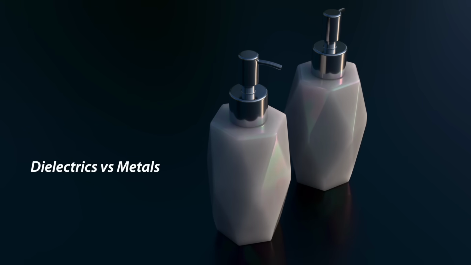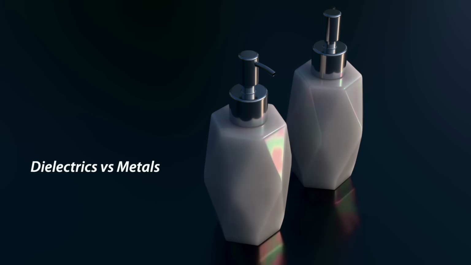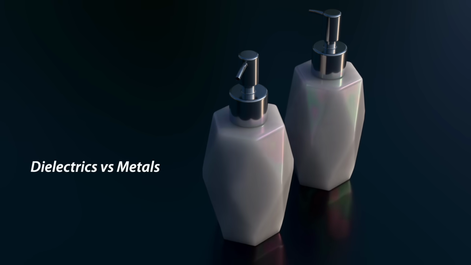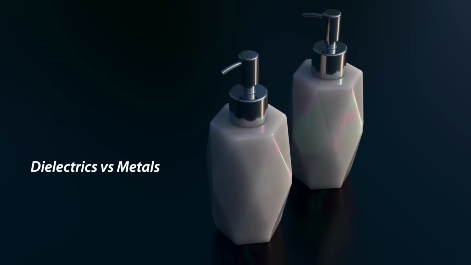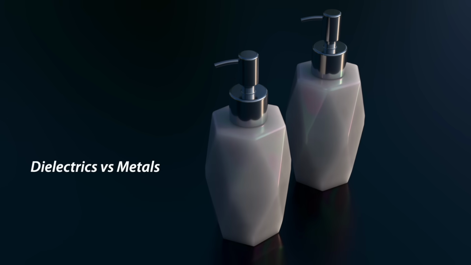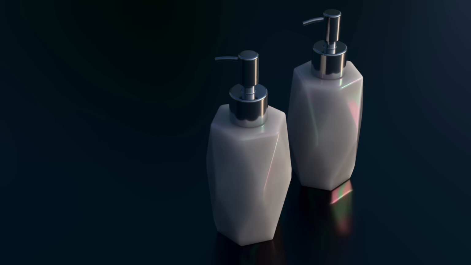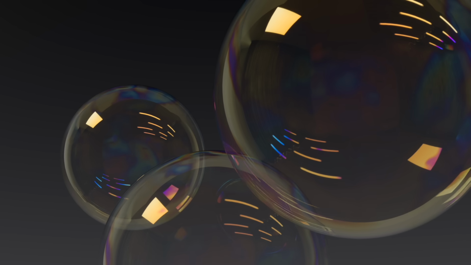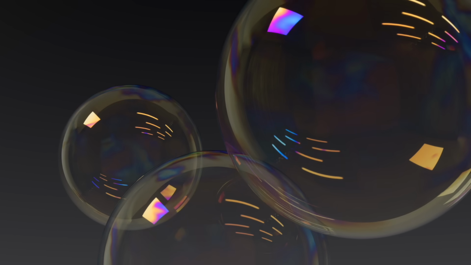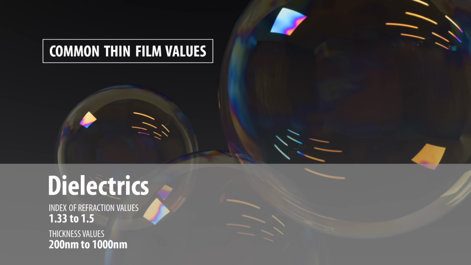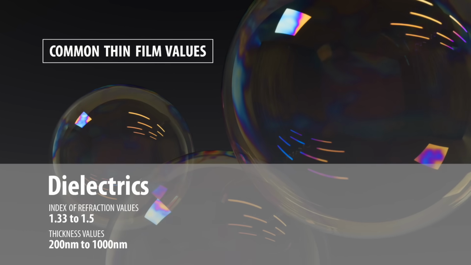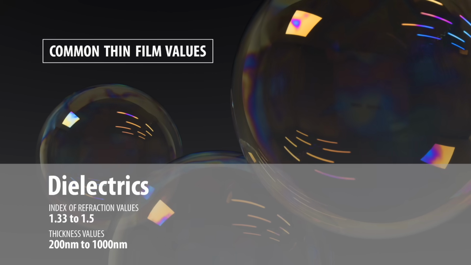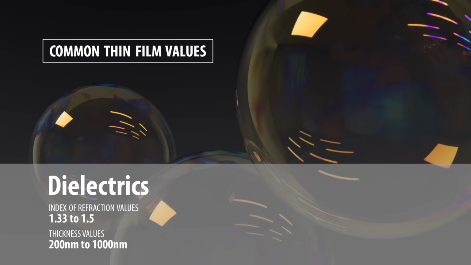Dielectrics can be thought of as electric insulators, whereas metals are conductors. The differences between the two affect how thin films manifest on these two surface categories. So it's important to understand that the value ranges we use to simulate thin film effects on metals are different from those used for dielectrics or nonmetallic surfaces. For instance, a soapy water bubble or a layer of oil on a puddle involves materials that are dielectrics. The index of refraction for these films is relatively low, with water at about 1.33 and common oils or soaps ranging from 1.4 to 1.5.